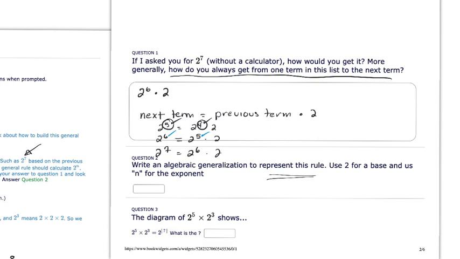And so in our general rule down here, I could use a b for the base instead of a 2. Actually, let's use 2's. It says use 2 for the base. So we'll go 2 to the n. That's the one I'm trying to find. How would I find it? I want the previous one, which would be n minus 1. So if my n was 7, n minus 1 would be 6. And then times 2. So there's our general rule for finding the next power.